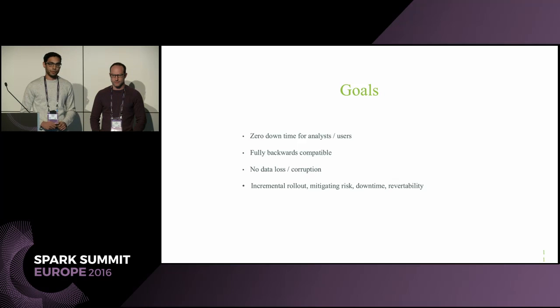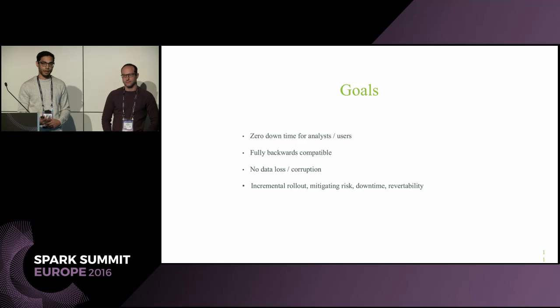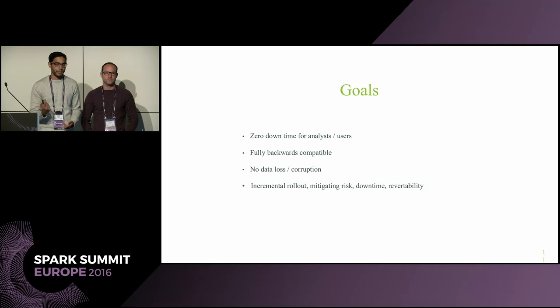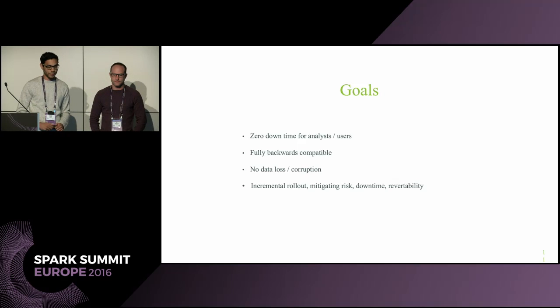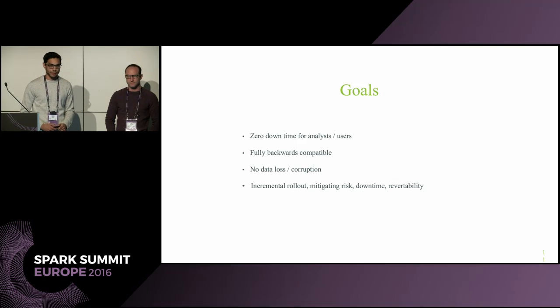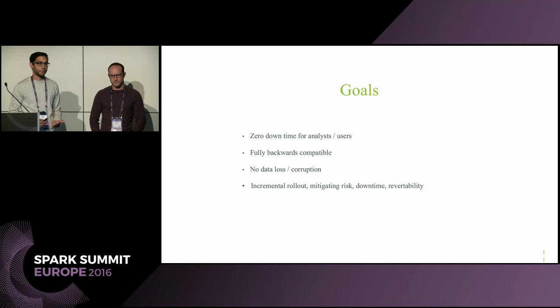We also want to maintain full backwards compatibility. So we have a huge code base of JSON and RDD jobs, and these need to continue to work as we're doing this migration, regardless of the changes we're making to the code base or the data format. We also want to incur no data loss or corruption while doing this. We're a data warehouse. The trust in our data is absolutely paramount. And we want to maintain that trust as we go along.